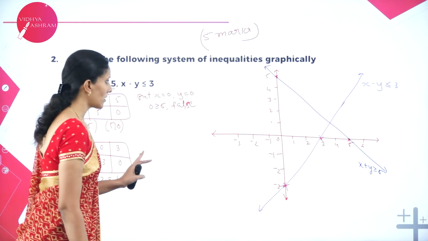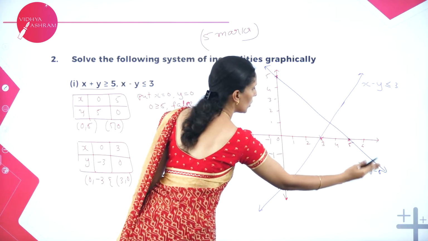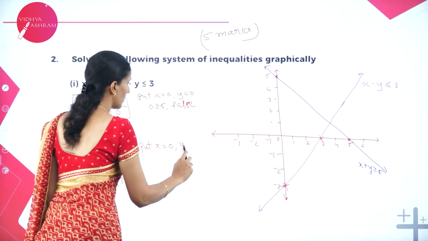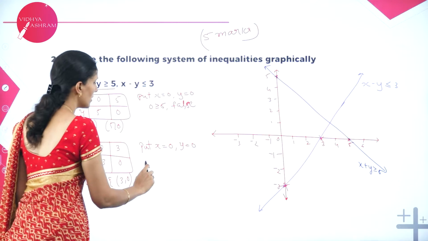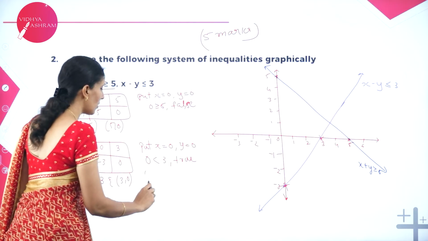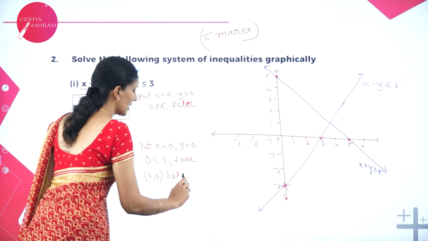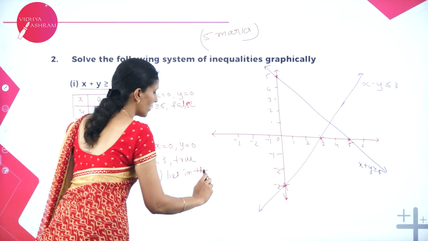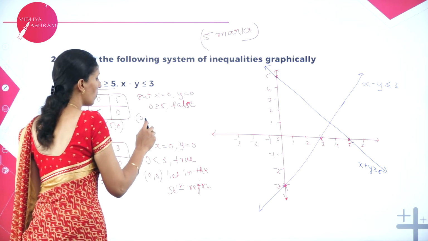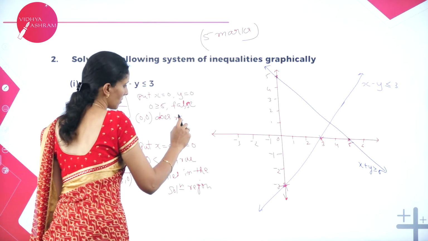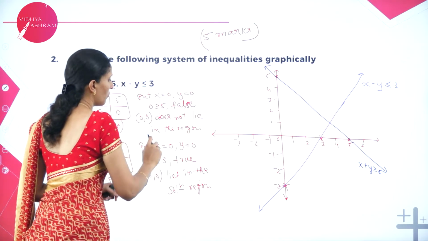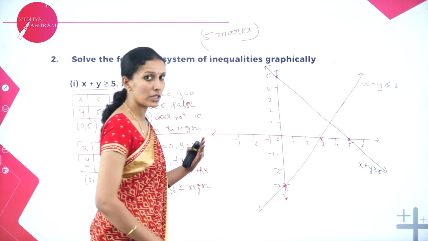Now again for this you should check the solution region, whether the region will be below this line or above this line. So put x is equal to 0 and y is equal to 0. If you put 0, 0, then 0 less than 3 is true. So 0 less than 3 means 0, 0 lies in the solution region. And here 0, 0 does not lie in the solution region. So for this line, it should be above this because it cannot include 0.